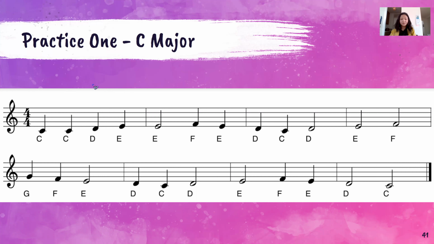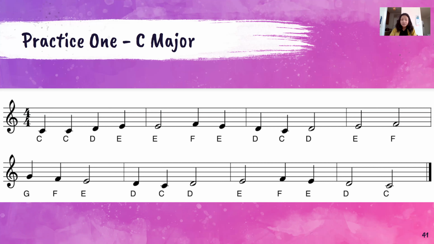I don't have a piano around me, but I'm just going to assume do is do. So in relation to this do, we can find the other notes based on steps because this is pretty stepwise. There's no big jumps. So let's start. Do, do, re, mi, fa, mi, re, do, re, mi, fa, sol, fa, mi, re, do, re, mi, fa, mi, re, do.